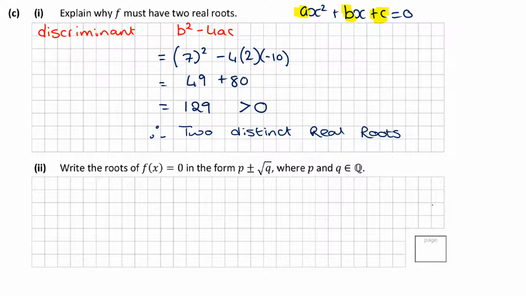Now, part 2 of this part C asks us to write the roots of f of x equals 0 in the form p plus or minus root q. Now, straight away when you see that, people go minus b formula, and that's absolutely fine to use. You can go back to the initial quadratic that we have and use your minus b formula. However, you would have learned back when we did completing the square that we can use that form in order to get our roots. So that's the method that I'm going to use.